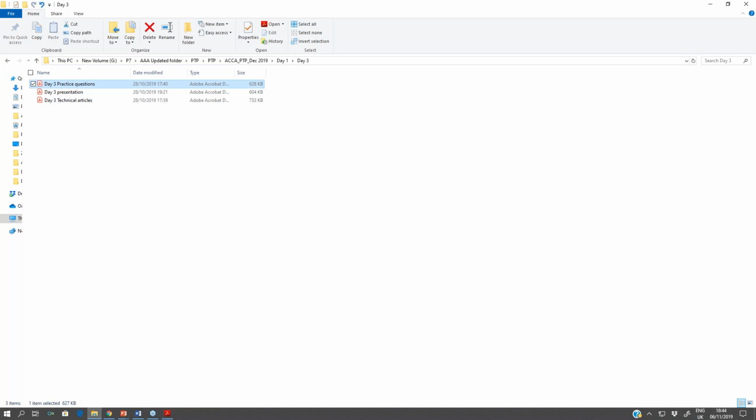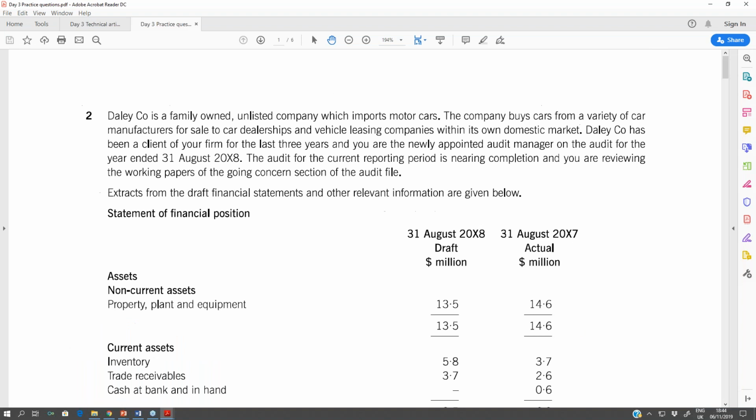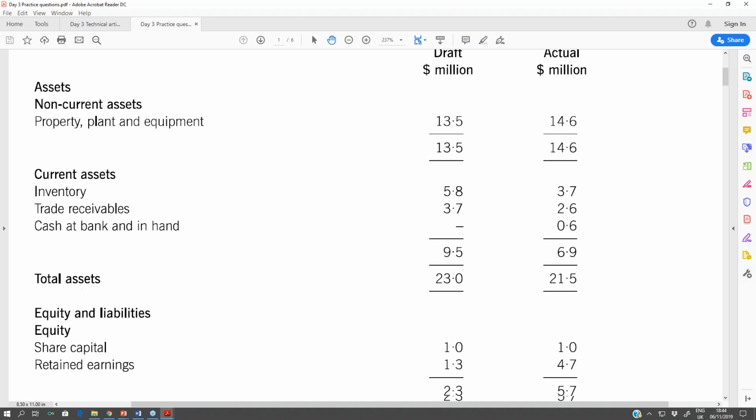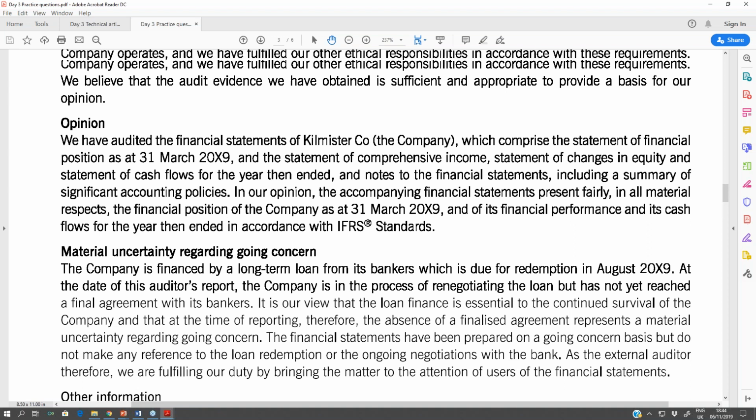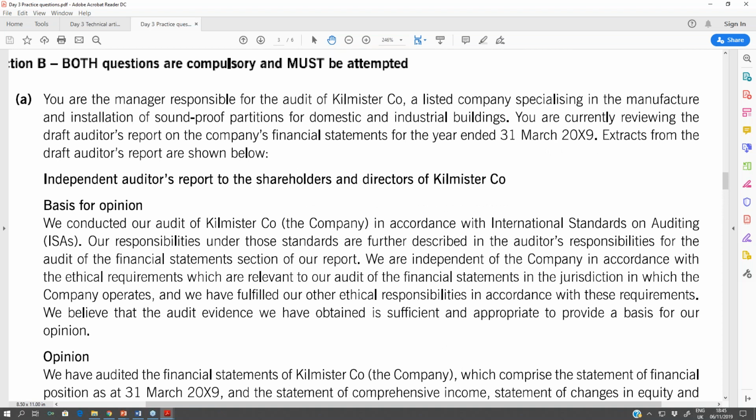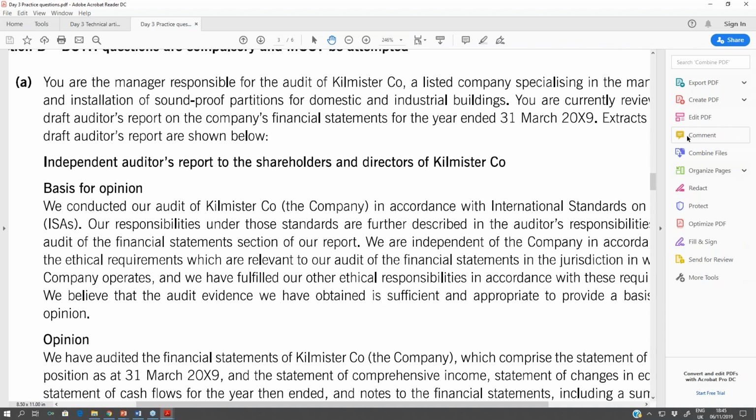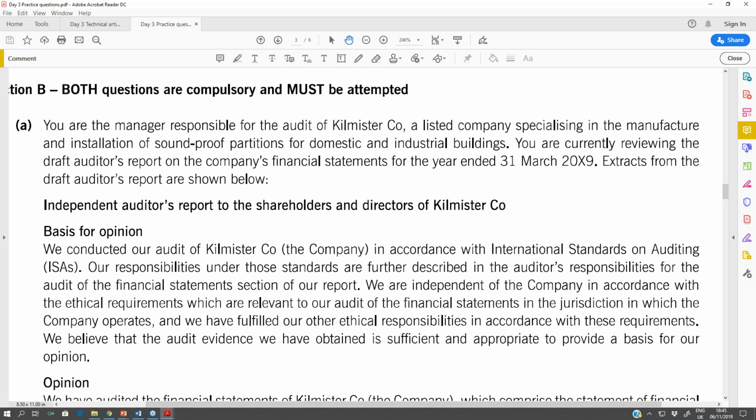If I take on the practice questions and then connect that with the completion stage, the very first practice question we are doing today to make you realize something is the question from June 19 exams. This is the question in front of you, and this is a question from the very recent paper uploaded on the ACCA website, which is basically June 19.